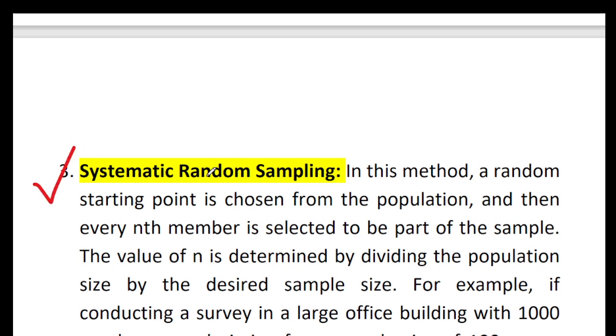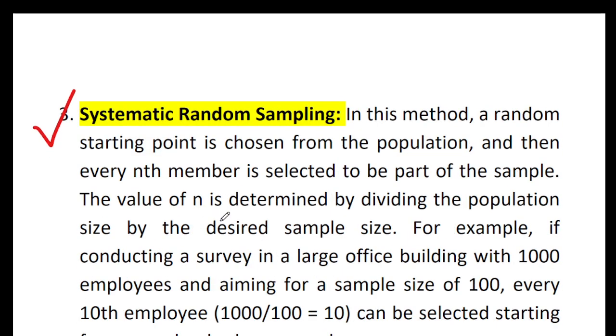Next is systematic random sampling. In this method, a random starting point is chosen from the population, and then every nth number is selected to be part of the sample. The value of n is determined by dividing the population size by the desired sample size.